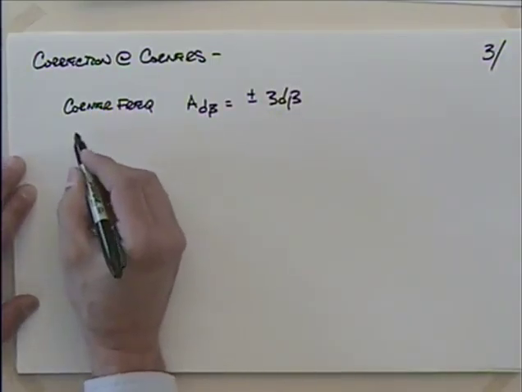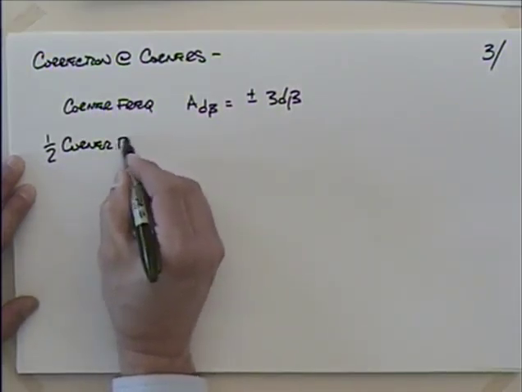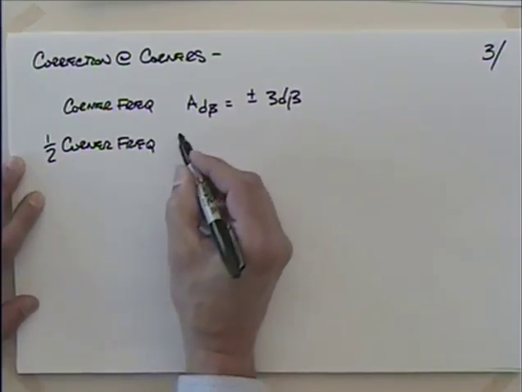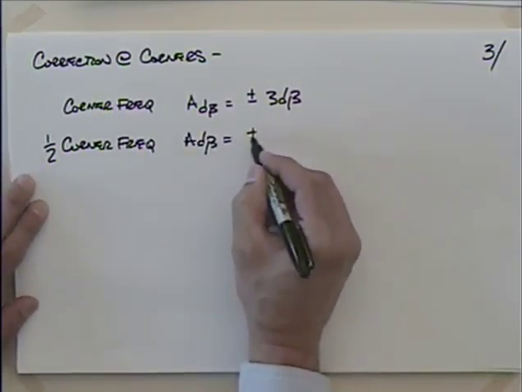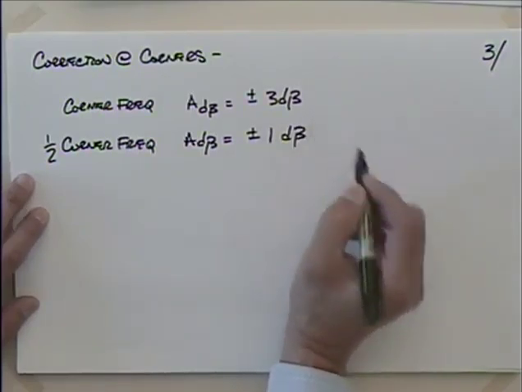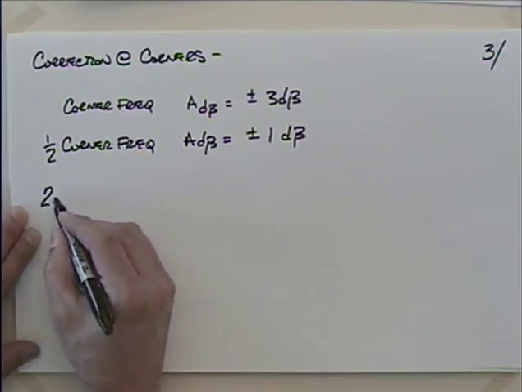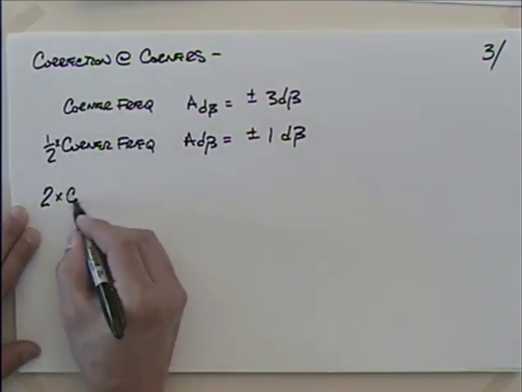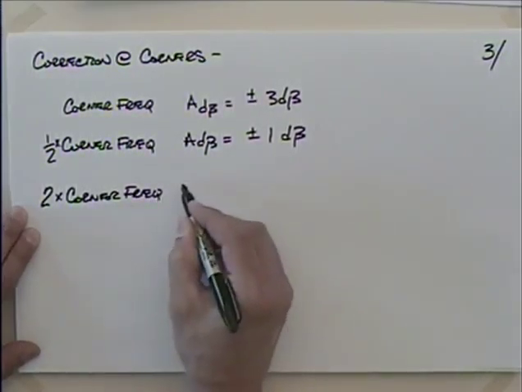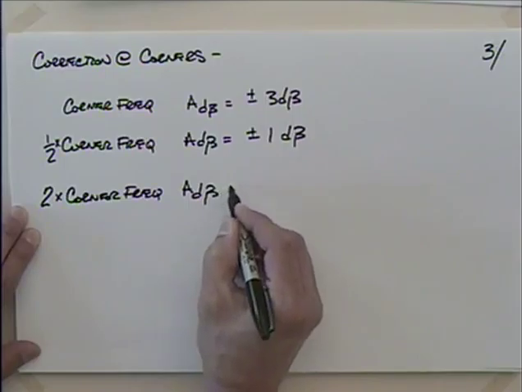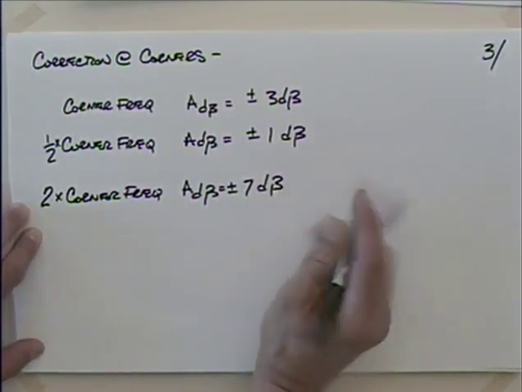If it's at half the corner frequency, you're going to change the amplitude by plus or minus 1 dB. And if it's at twice the corner frequency, you're going to change the amplitude by plus or minus 7 dBs.